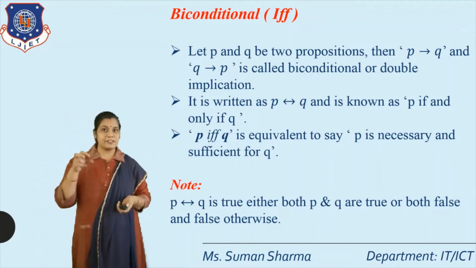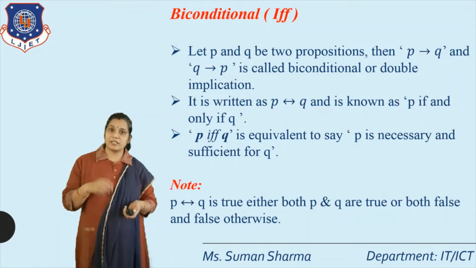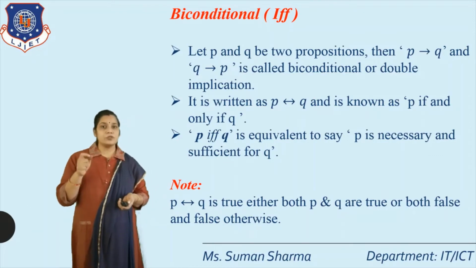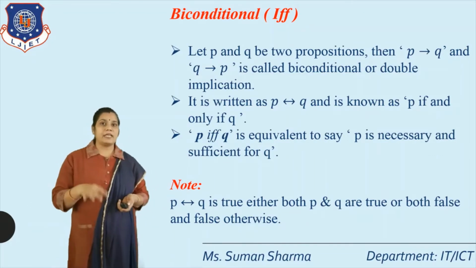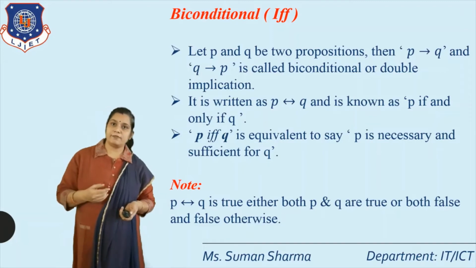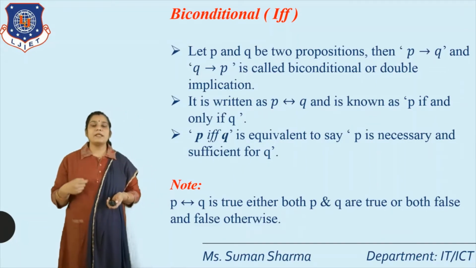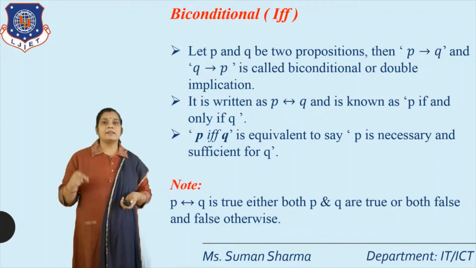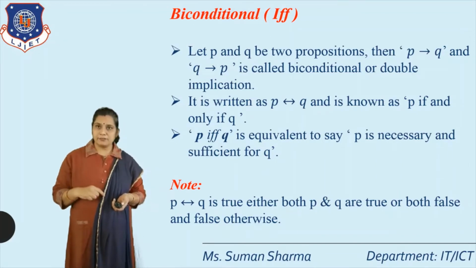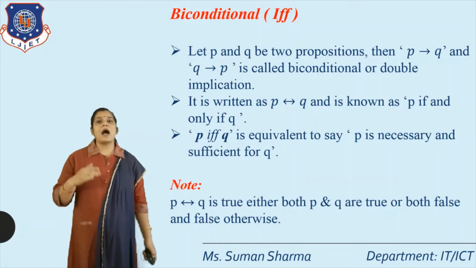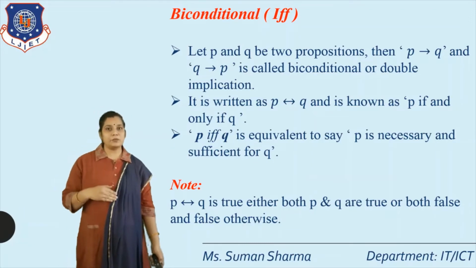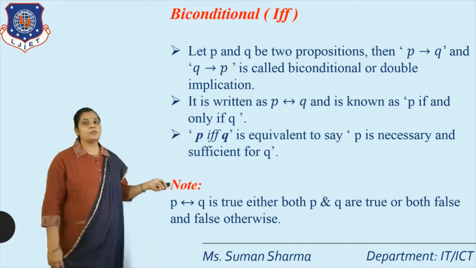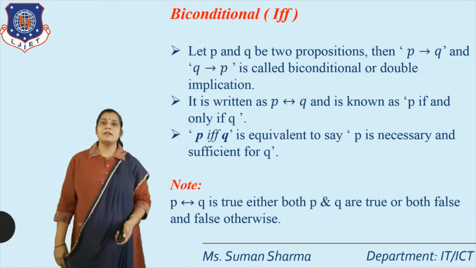That means if a necessary and sufficient condition is given in any question, you use the IFF, that means if and only if. So here one note is: P if and only if Q is true either when both P and Q are true or both are false, and false otherwise.